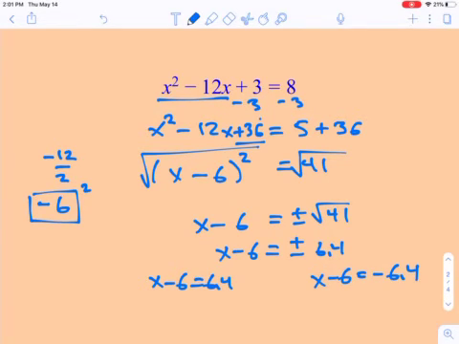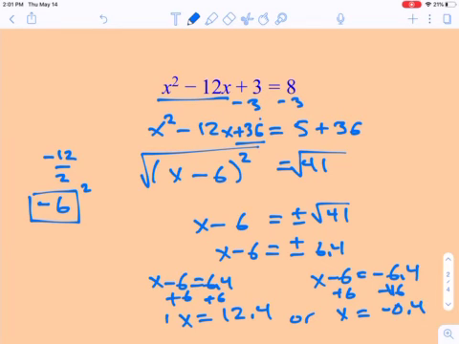And you're going to get answers not that far off from what you had for the last one. So plus 6, so x is either equal to 12.4 or x is equal to, well, if you add 6 to negative 6.4, you get negative 0.4. And these are your two solutions to this. And we have figured this out. And this is, like I said, a very useful tool to have for solving situations when you have quadratic trinomials that are not factorable.